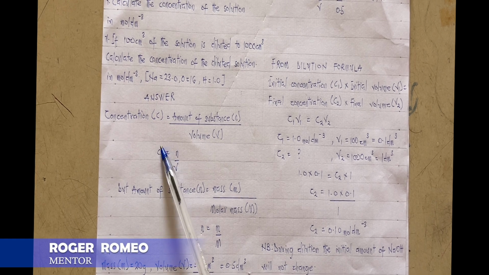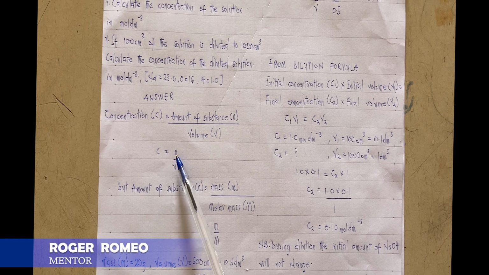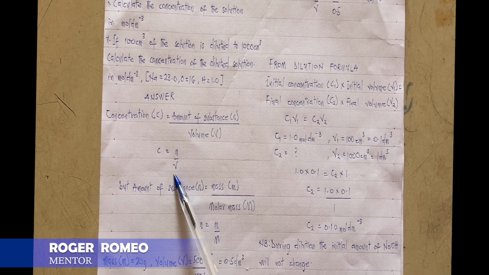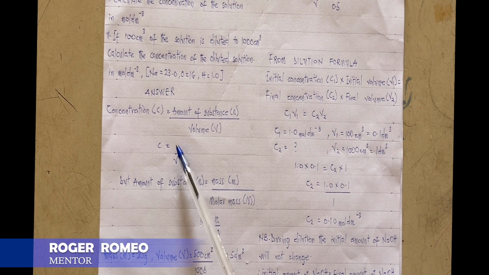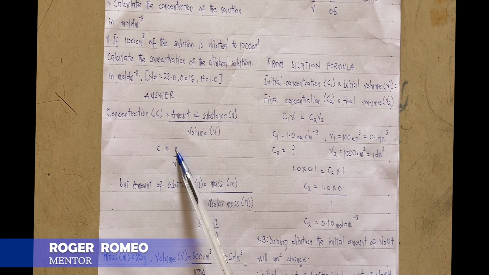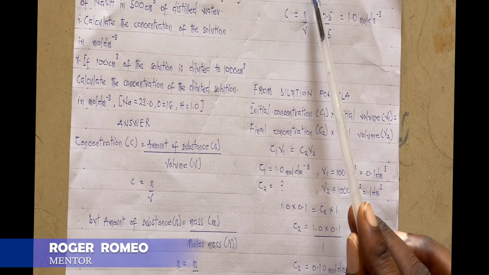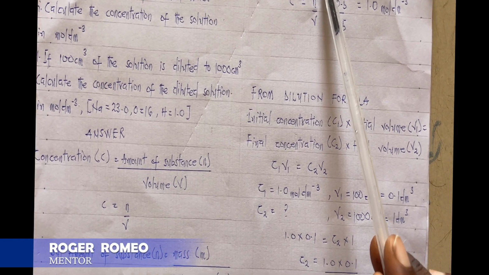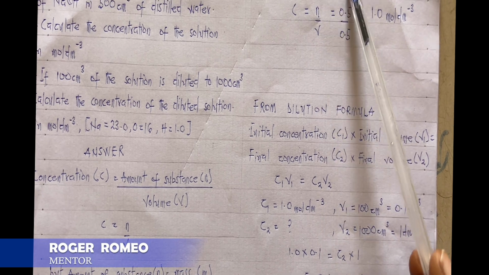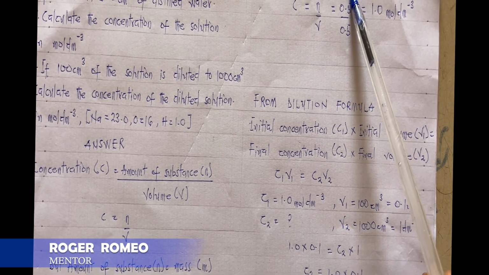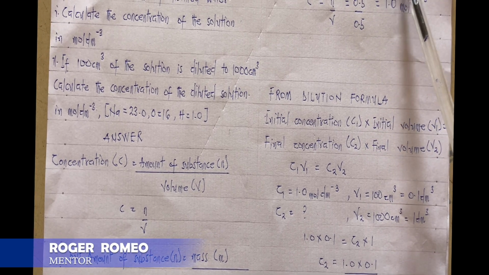Now, we are looking for concentration, which is equal to mole over volume. But in this case, we don't know our mole, but we know volume. So we want to calculate the mole first. So we say the mole of NaOH is equal to the mass of the NaOH all over the molar mass of NaOH. And in doing that, we have 20 divided by 40. All right, and that will give us 0.5 mole.